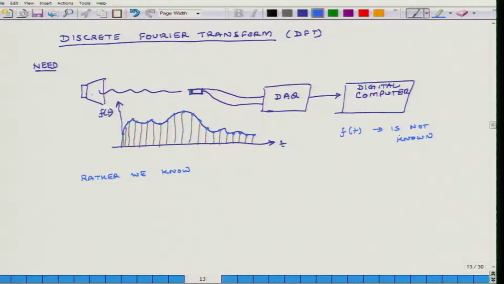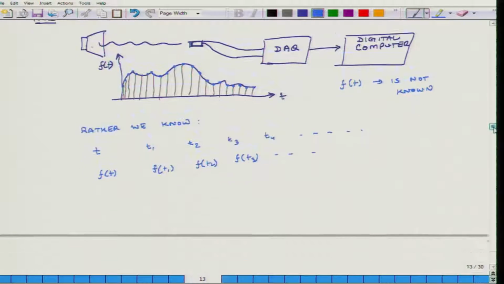we do not know f of t as a continuous function, rather what we know is this table. At t1, t2, t3, t4, at different points of time, I know the value of f of t. So, f of t1, f of t2, f of t3 and so on and so forth. So, I do not know the continuous function, I just know points after every fixed interval of time.